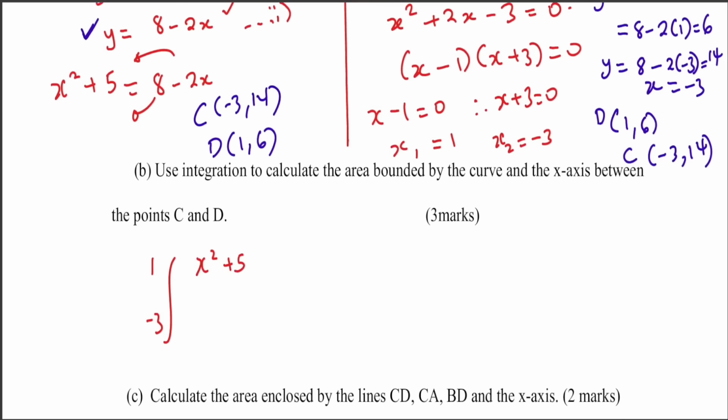I've written a big thing, and we don't have that much space. So 1 and negative 3. We need to integrate that one. Okay, so now if you integrate that one, what will you get?